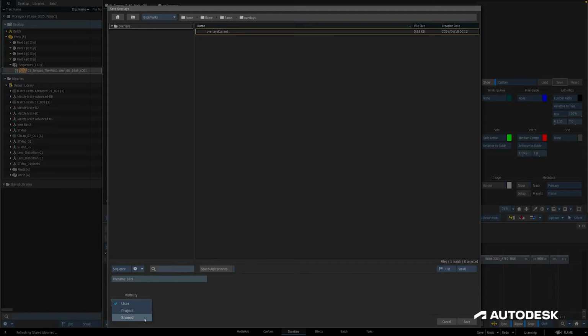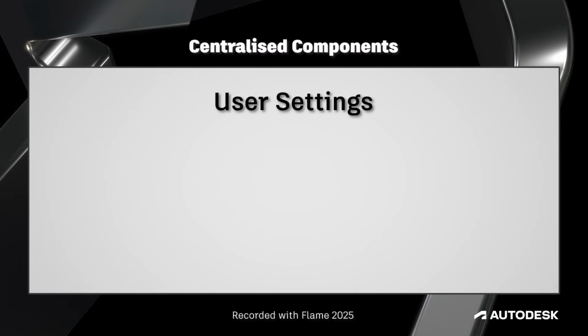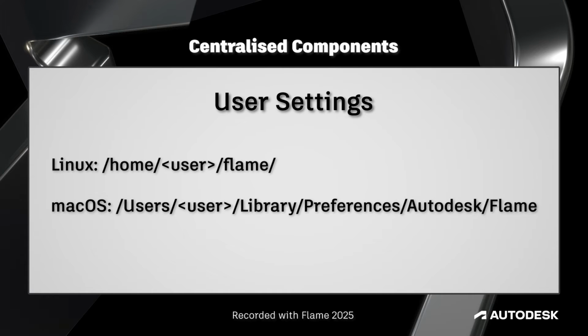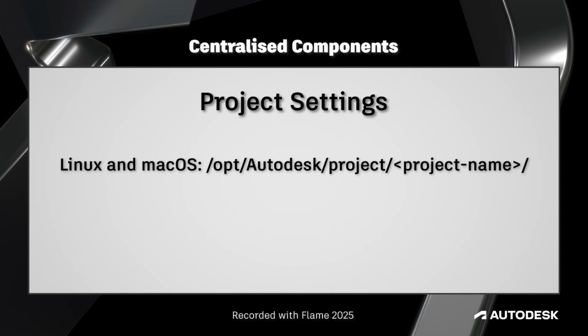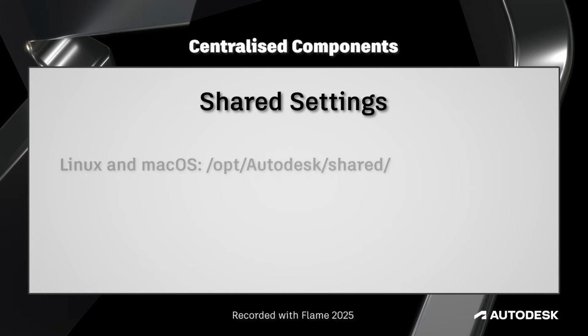For more information about the changes to user profiles in Flame, check out the version-agnostic user profile video, but for now, note that for Linux, the user settings are saved in /home/user/flame, and for Mac, it's /Users/user/Library/Preferences/Autodesk/flame. Presets on the project level, shared with anyone using that project, are saved in /opt/Autodesk/project/project name. And finally, there's the familiar shared location shared with anyone on that workstation, saved in /opt/Autodesk/shared.